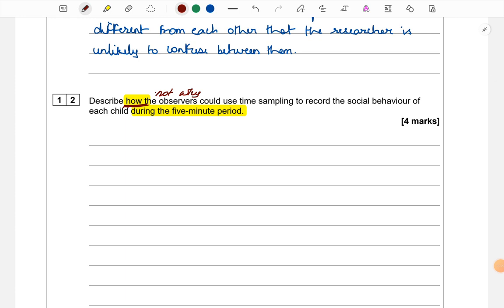How means you have to give the procedure. You have to say step by step what should be done if the researcher wants to do time sampling. This is for 4 marks. Time sampling, as you know, is a structured observational method. So, how that can be applied in this scenario, we have to give stepwise. The most important thing is to maintain a sequence. All I am saying, give it systematically so that it's very clear and easy to follow for the examiner. Don't confuse what is being done.